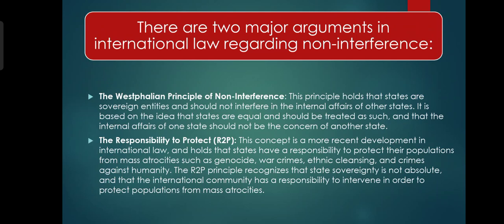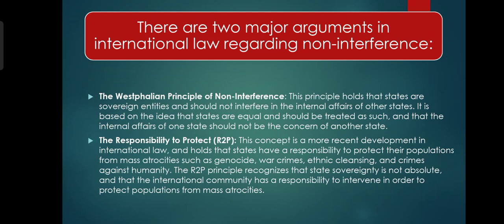Two major arguments in international law regarding non-interference. The Westphalian principle of non-interference, then second is the responsibility to protect, R2P. So first one is the Westphalian principle of non-interference, which says states are sovereign entities and should not interfere in the internal affairs of other states. It is based on the idea that states are equal and should be treated as such, and that the internal affairs of one state should not be the concern of another state.